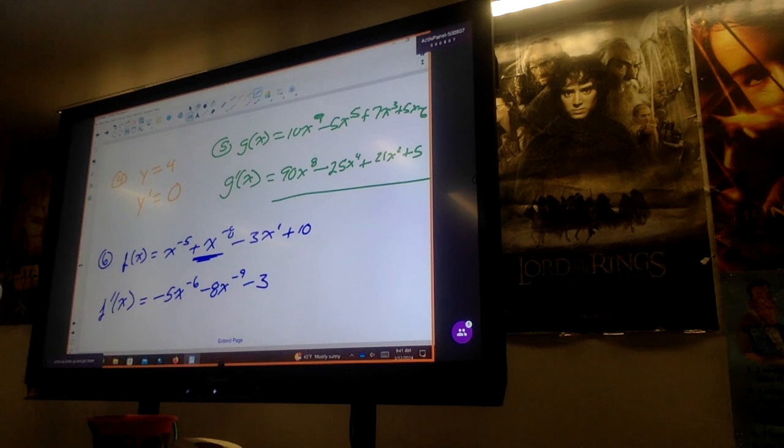So with the derivative, you take the exponent, you bring it down front. If there's already a number there, you multiply them together. Bring the sign as well. Subtract 1 from the exponent. That's why negative 5 became negative 6. That was why negative 8 became negative 9. Are we good? May I get to number 7?